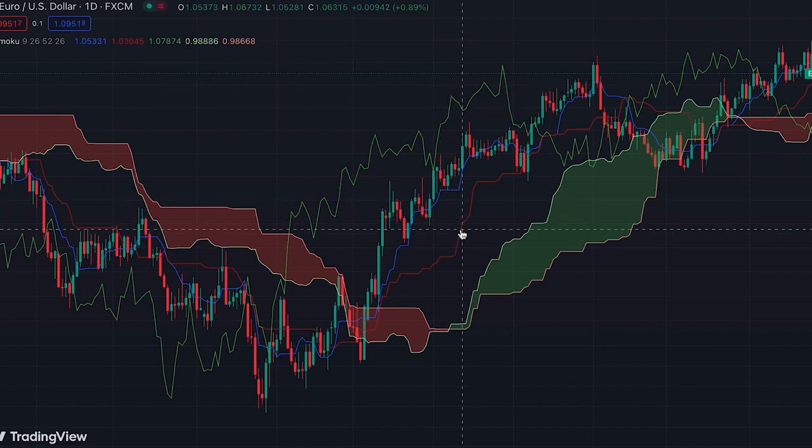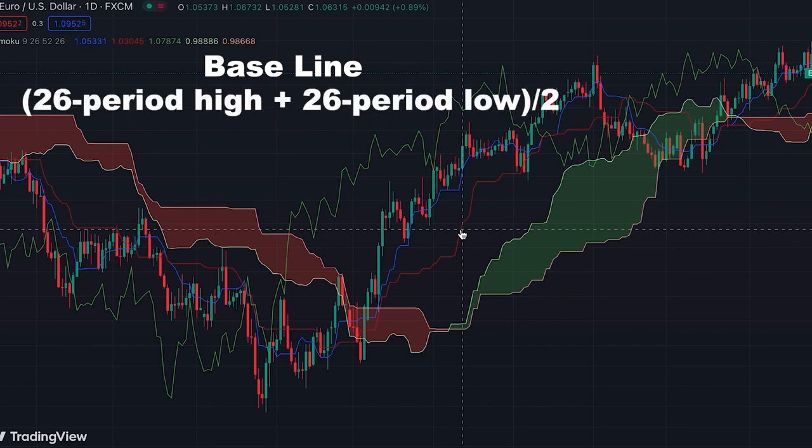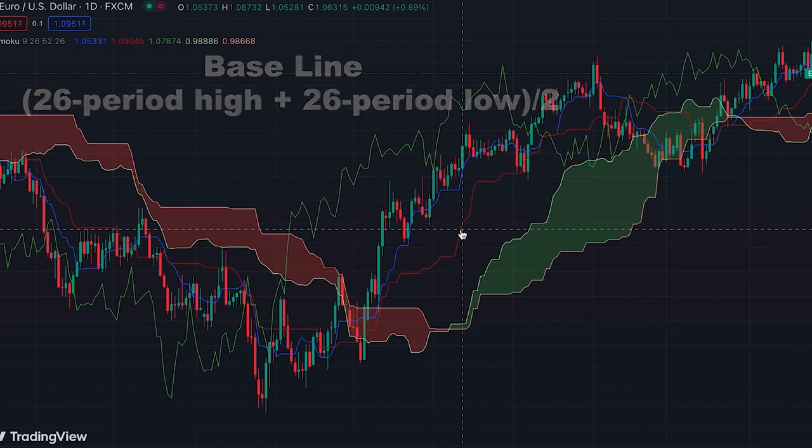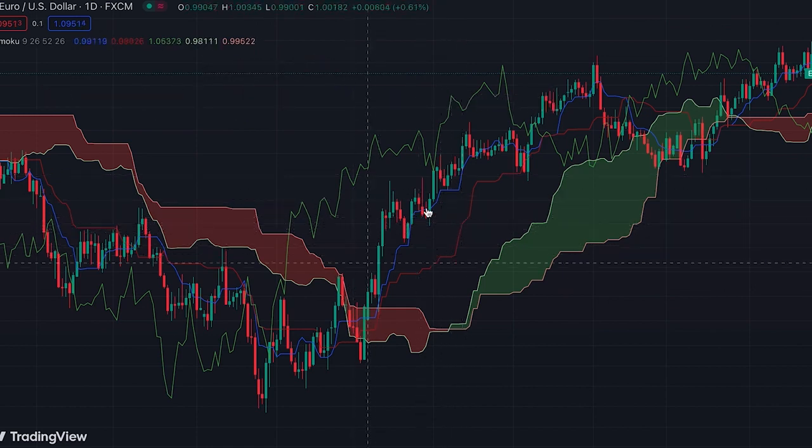This red line, which is called the baseline, moves slower in comparison to the conversion line. It's calculated similarly to the conversion line, but for 26 periods: 26 period high plus 26 period low divided by 2. Please pay attention that the behavior of the conversion line and baseline is similar to moving averages. Here also, as you can see, this 9 period line is moving faster and very close to the price action, but this 26 period line, this red line, is moving slower and lags behind the blue line.